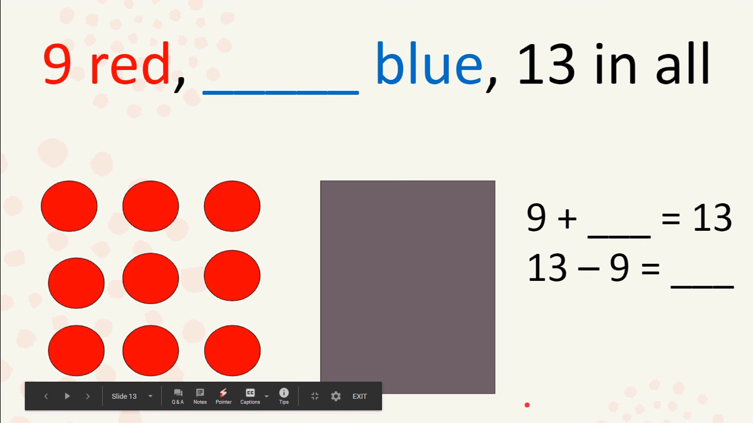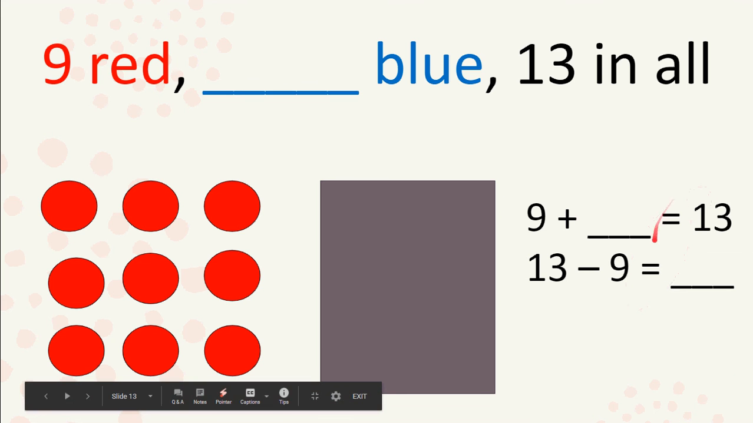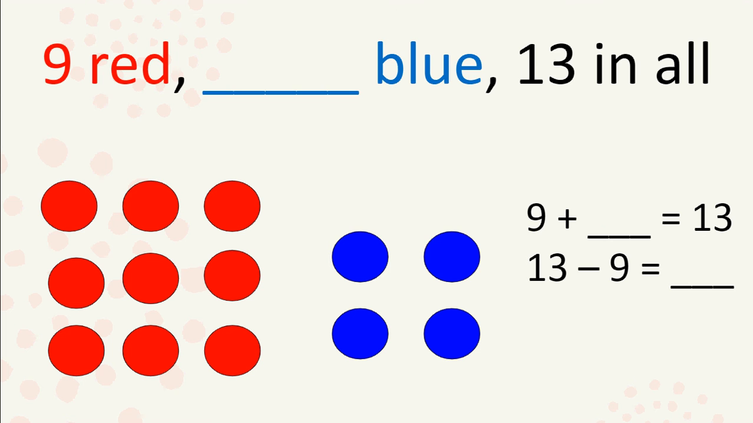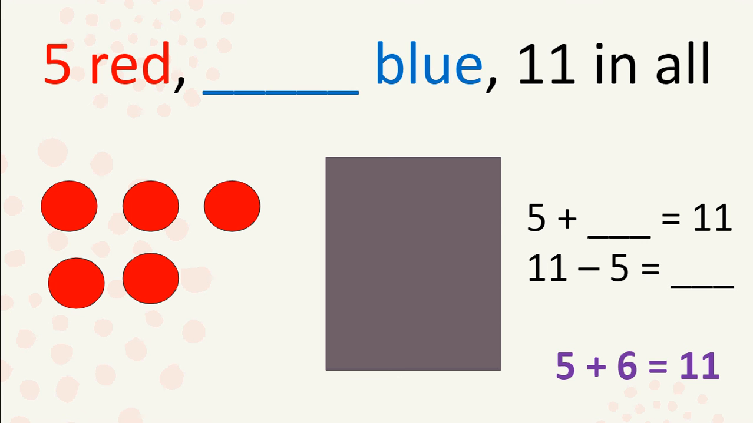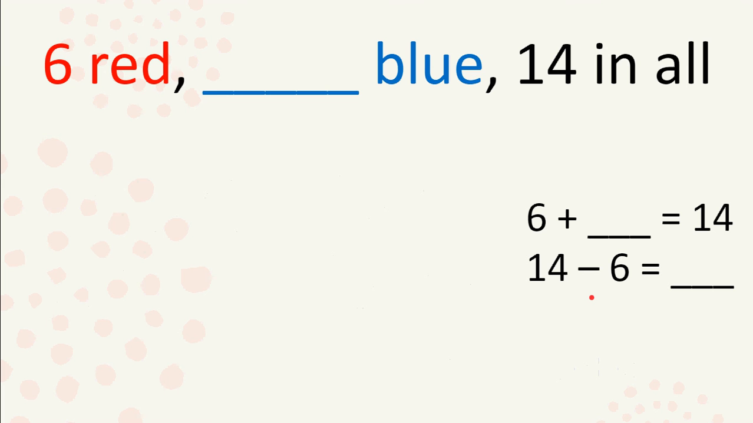When we balance equations, we have to make both sides the same. We know the equal sign means the same, so this side is the same as this side. If I have 9 red dots here, and I know that I have 13 dots in all, how many do I need to get to 13? 4 blue dots. If I have 5 red dots, and I know that I have some blue, and altogether I have 11, what fact family can I use to show 5 plus 6?